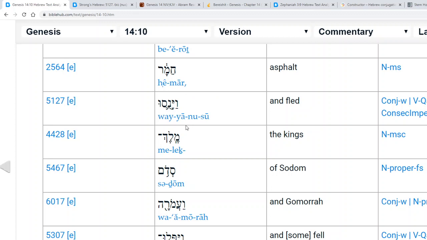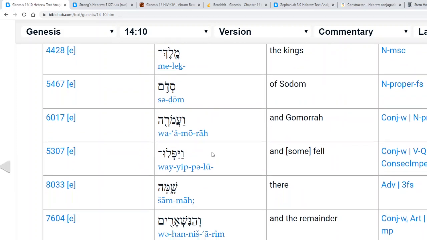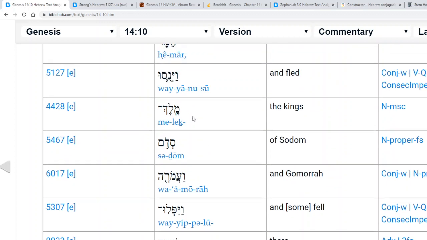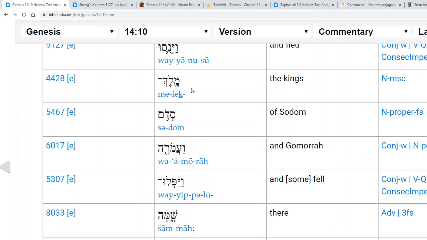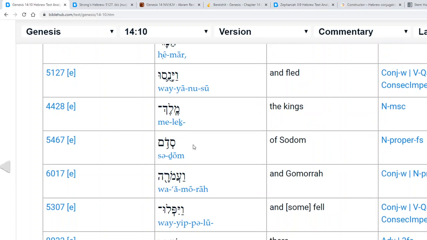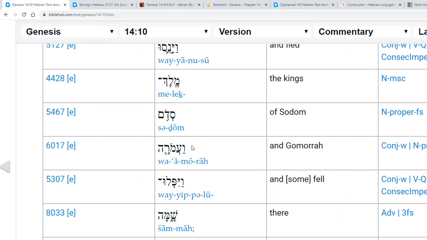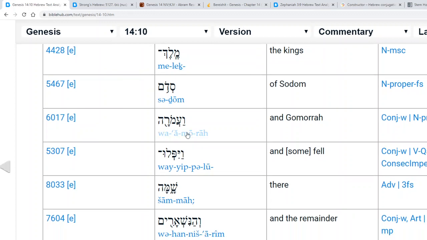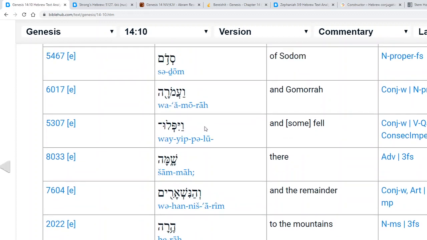And it's in the plural, right? Melech Sdom, king of Sdom, Ve'amora, and Amora. So it's very clear that Sdom and Amora had 2 kings, because this is in the plural. It's just saying king of Sdom, and it's implying king of Amora. Conjunctive vav, obviously, Amora is the place.